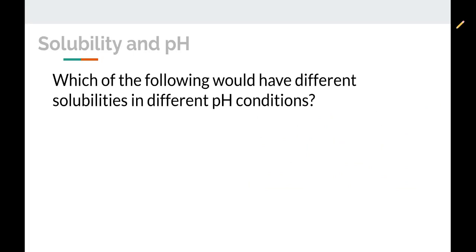One last topic for today. Let's talk about the solubility of ionic compounds and how pH can affect it.